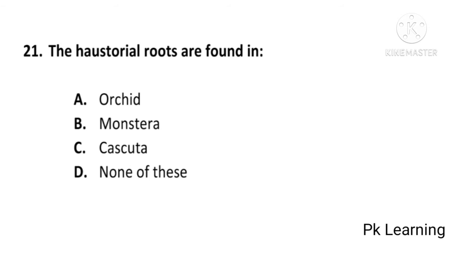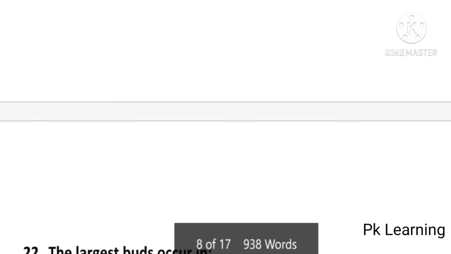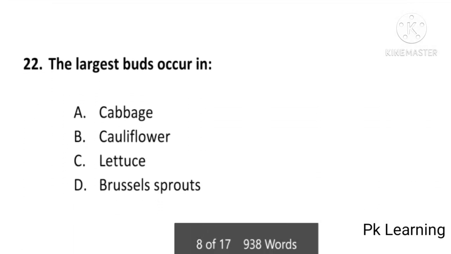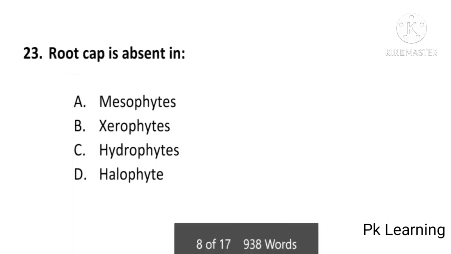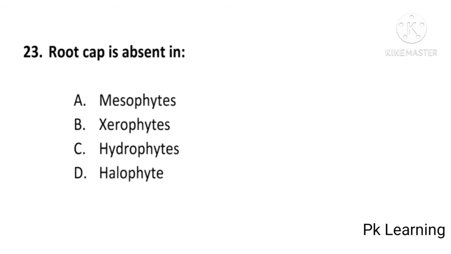the haustorial roots are found in orchid, monstera, Cuscuta, or none of these, and the answer is C, Cuscuta. The haustorial or sucking roots are found in Cuscuta. C is the correct option. And the next question is the largest buds occur in cabbage, cauliflower, lettuce, or Brussels sprouts, and the answer is A, cabbage. The largest buds occur in cabbage. A is the correct option. And the next question is root cap is absent in mesophytes, xerophytes, hydrophytes, or halophytes, and the answer is C, hydrophytes. Root cap is absent in hydrophytes. C is the correct option.